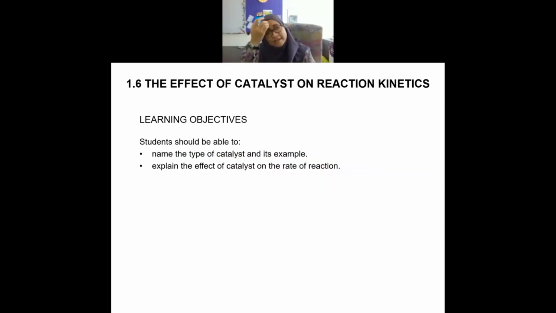There is still the effect of catalyst. Okay, the effect of catalyst on reaction kinetics, 1.6. This one will be a short one. Not long, but we still have to go through these slides. Make sure that you are able to name the type of catalyst and its example and then explain the effect of catalyst on the rate of reaction.